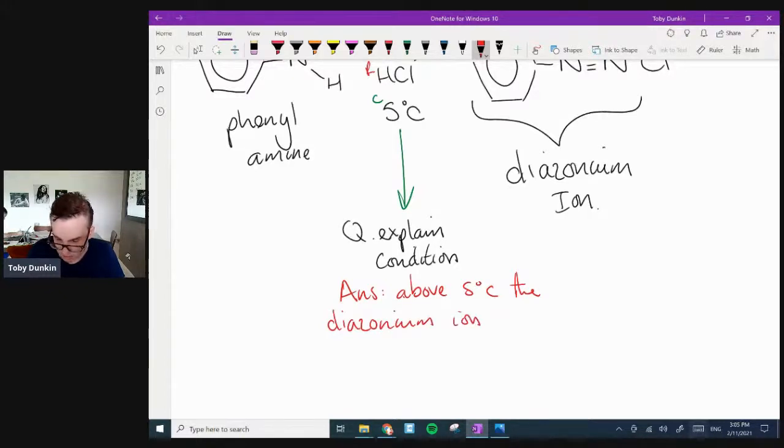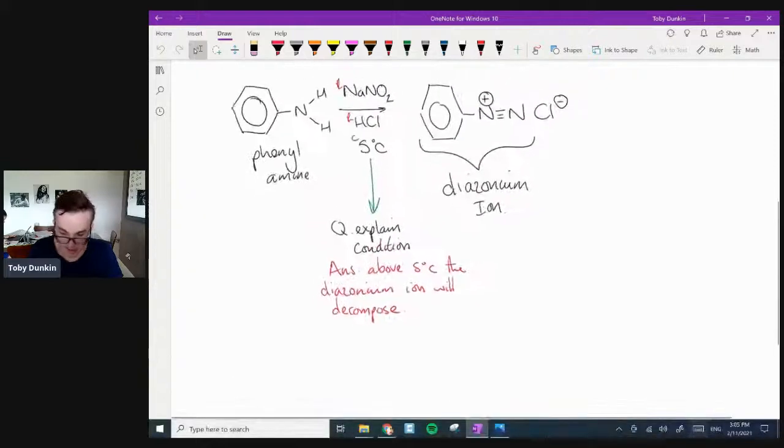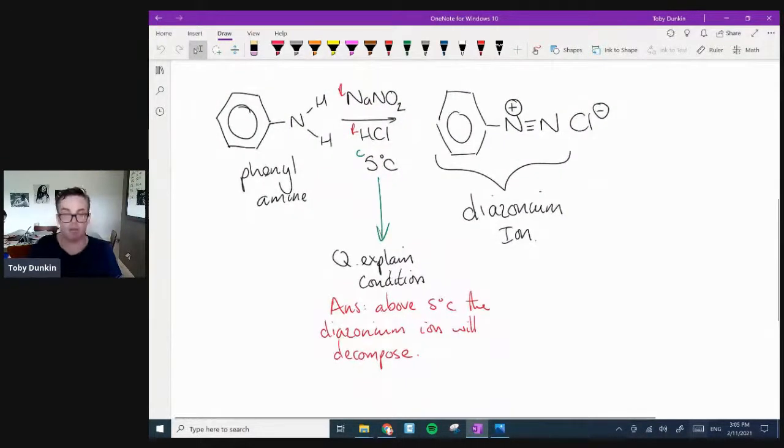So the explanation for the condition, explain conditions, the answer is above 5 degrees Celsius, the diazonium ion will decompose, will break down. And as I said, it's actually more than that. It'll just turn into phenol. It'll react with water at that point. But they just want you to say it decomposes. It breaks down, falls apart.